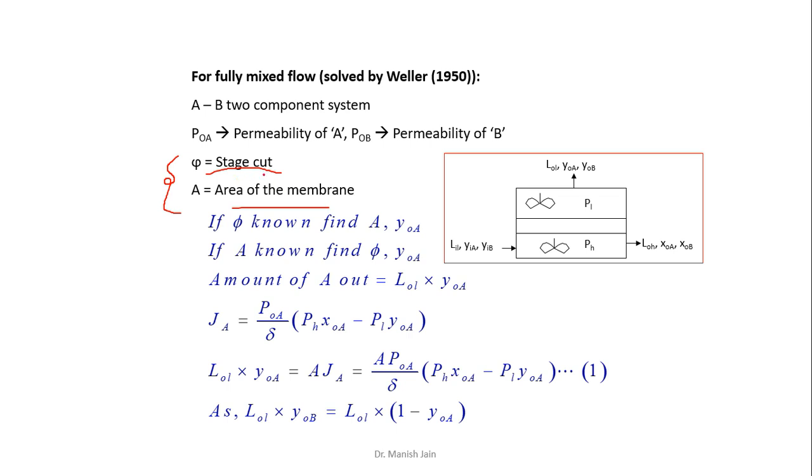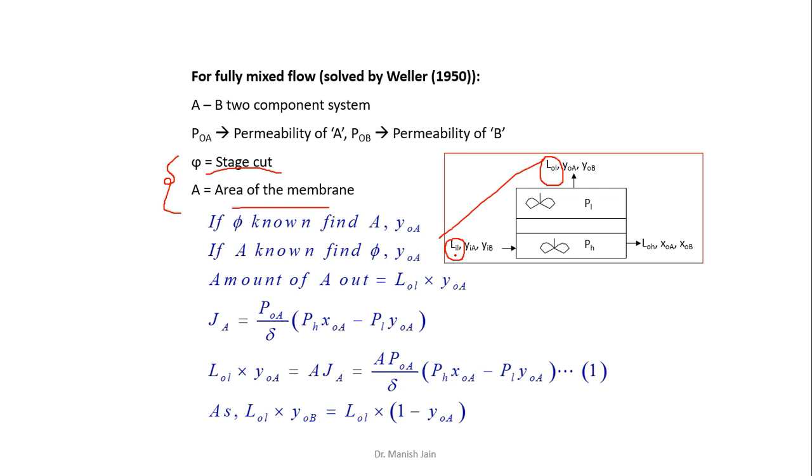So what is the stage cut? Stage cut is the ratio of the amount of material that comes out from the permeate side to the amount of material which enters the membrane. Here LOL is the amount of material which comes out from the permeate side, and LIL is the amount of material which enters the membrane.